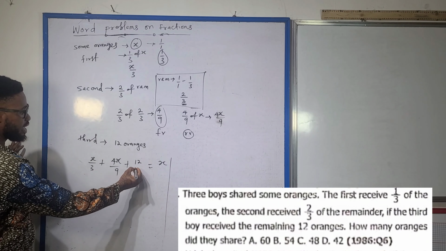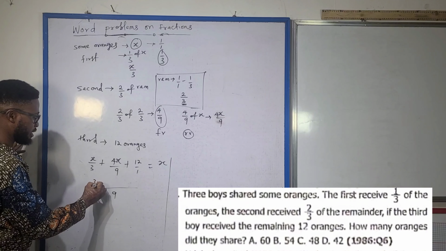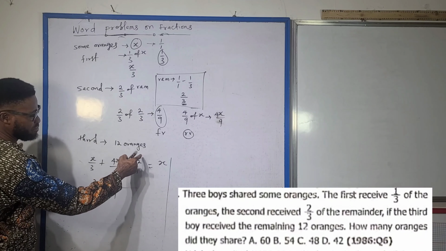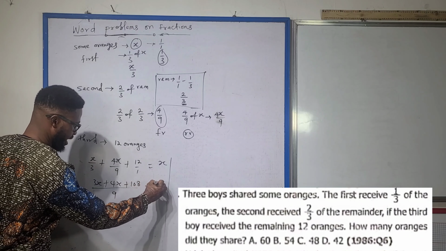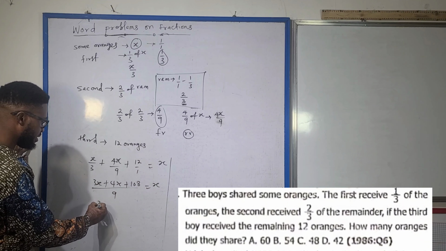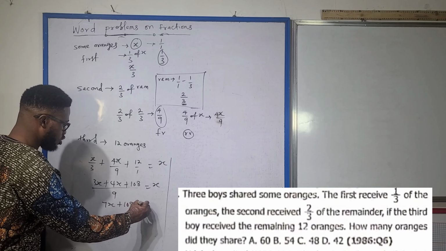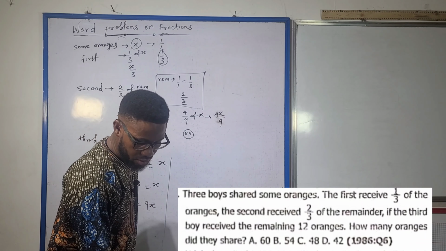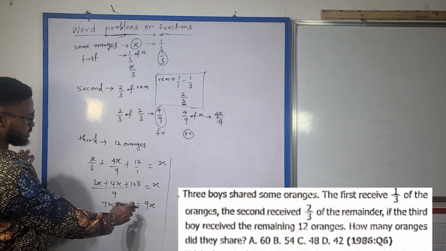So working on this, the LCM is going to be 9. 3 in 9, 3. 3 times X, 3X. 9 in 9, 1. 1 times 4X, 4X. 1 in 9, 9. 9 times 12, that is 108 equals X. So that means 3X plus 4X, that's 7X, plus 108 equals 9X. So 7X plus 108 equals 9X.